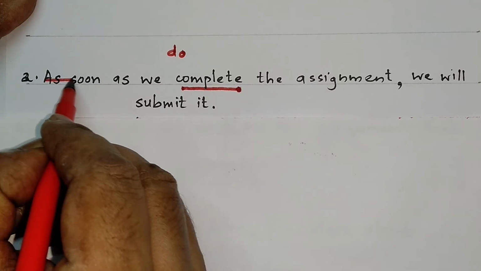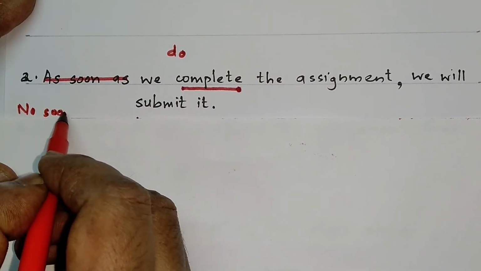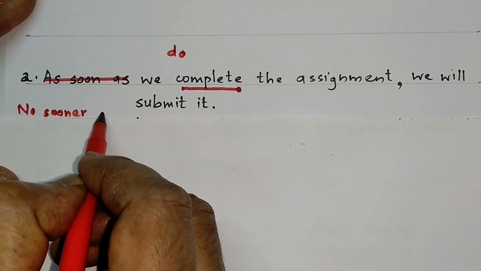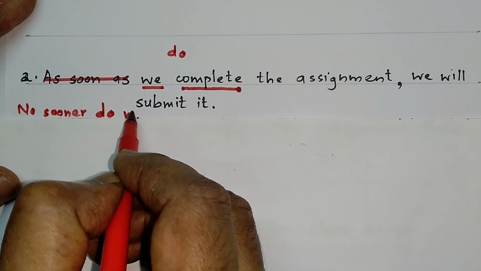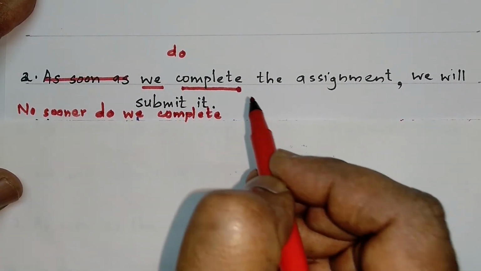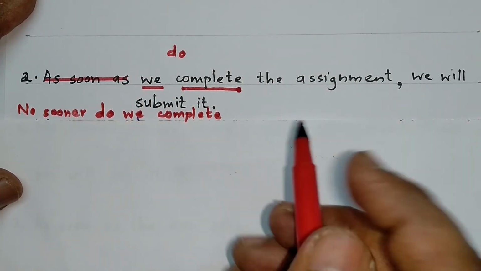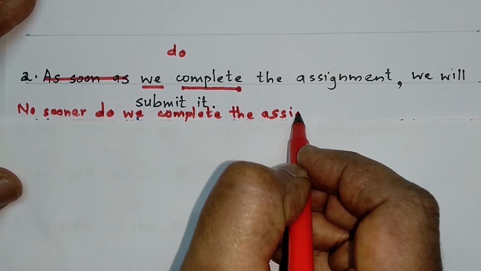"As soon as" is replaced with "no sooner". Next comes the helping verb "do", followed by the subject. The subject here is "we". Add the verb "complete", followed by the remaining part of as soon as, that is "the assignment".